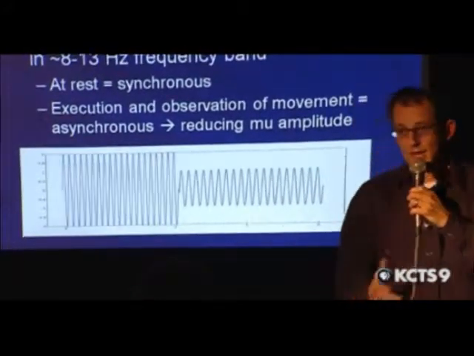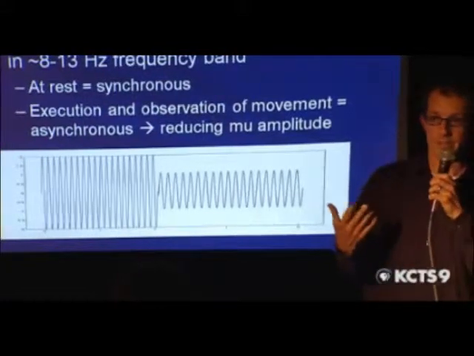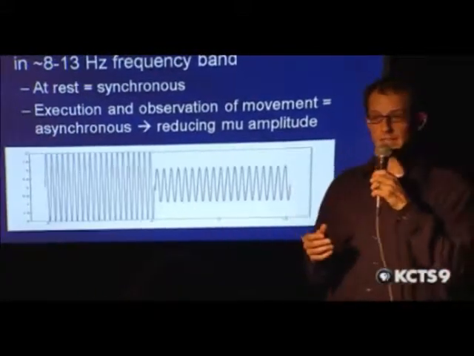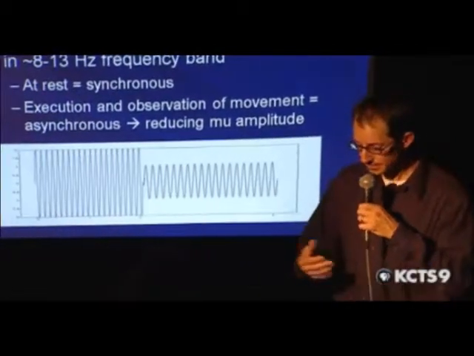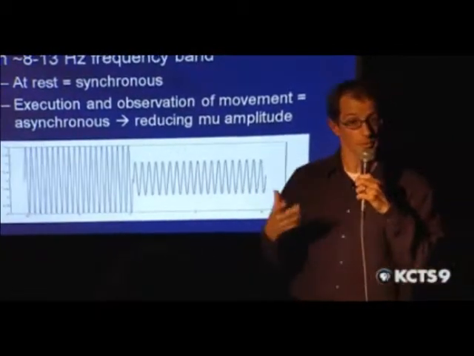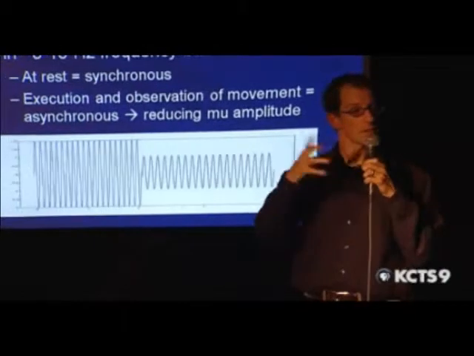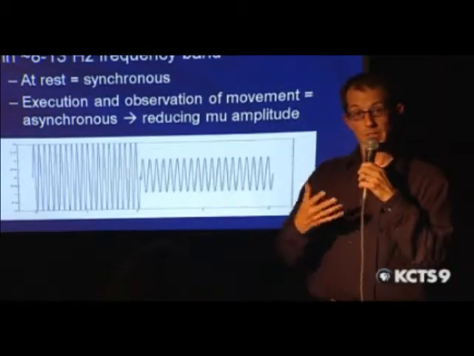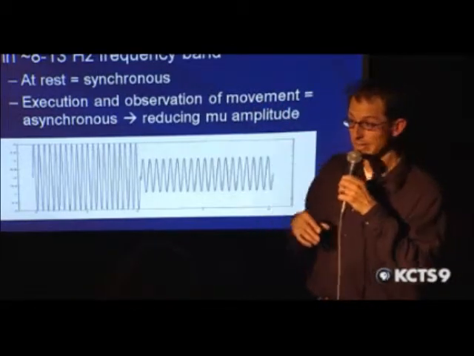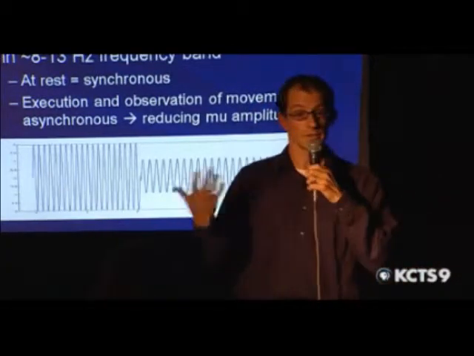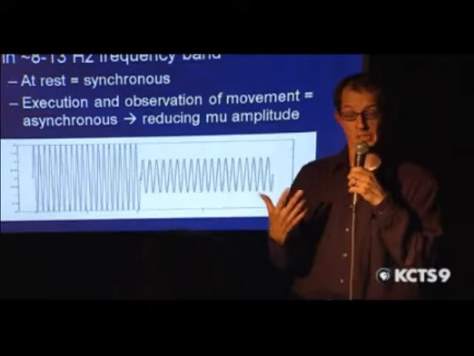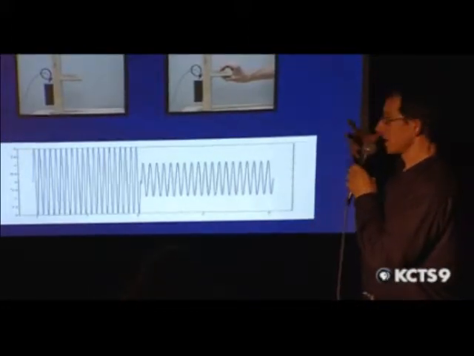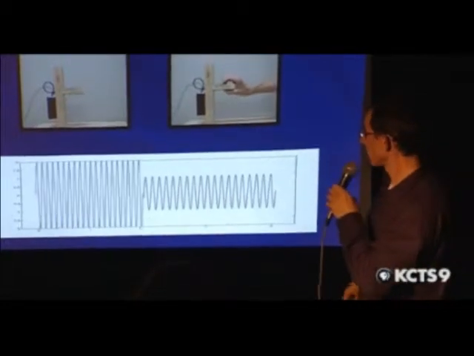Given that this is a potential index of the mirror neuron system, I thought, well, heck, let's use this system, since we know it can work, and look at it in individuals with autism. So I brought a whole bunch of adults with autism into the lab, as well as a whole bunch of adults who did not have autism, and we put the silly cap on everyone and did a variety of experiments where we showed a lot of different stimuli.